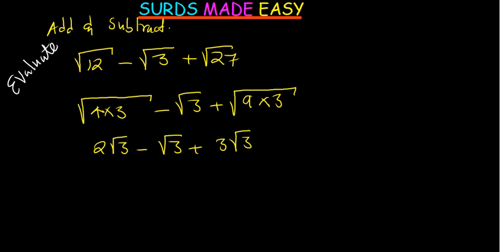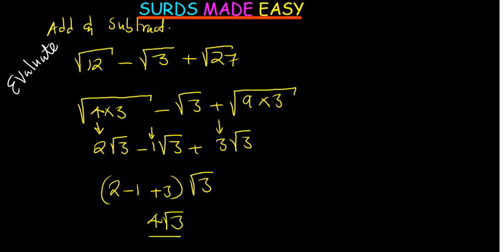And then to work this one out, just get what is outside. Here there is a 2. Here, though we can't see it, there is a 1. Here there is a 3. So I'm going to say 2 minus 1 plus 3, and then you just get root 3 like that. So 2 minus 1 is a 1, and then 1 plus a 3 is a 4. So the answer is 4 root 3. That's how you do it.